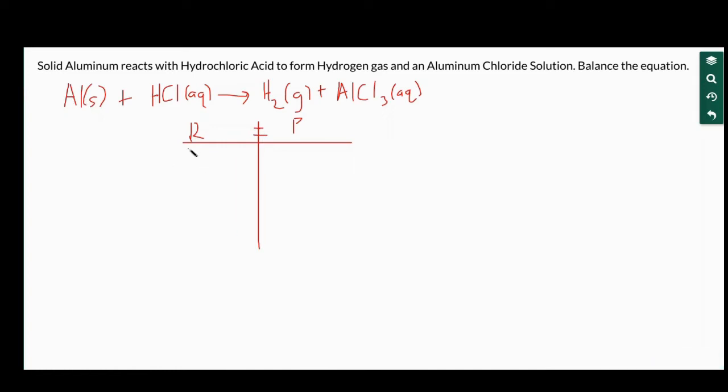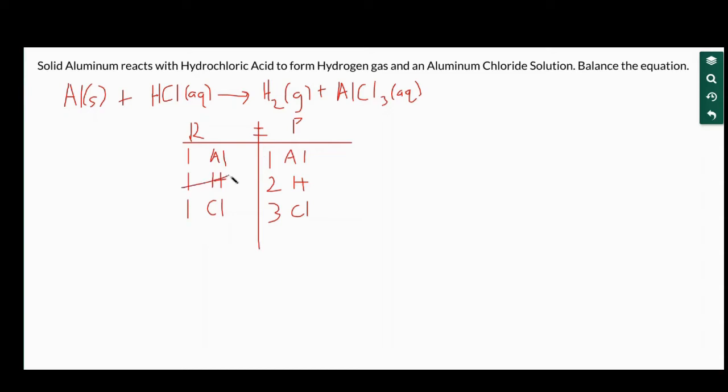So first we have 1 aluminum. So you want to first write out all the reactants and products. We have 1 hydrogen in our HCl. And we have 1 chlorine. So now we know our aluminum is balanced, so we don't have to balance that. Now let's balance our hydrogen.